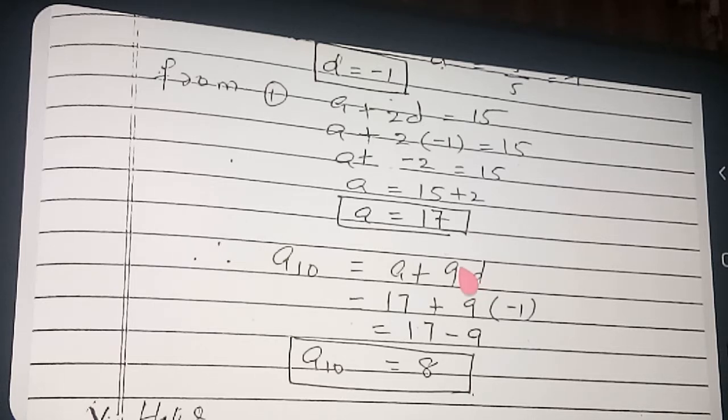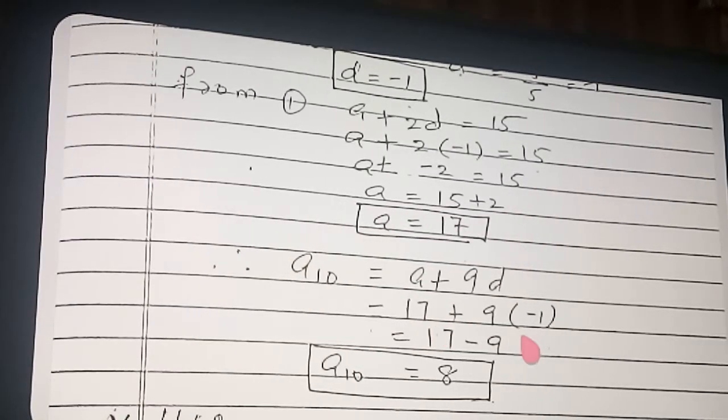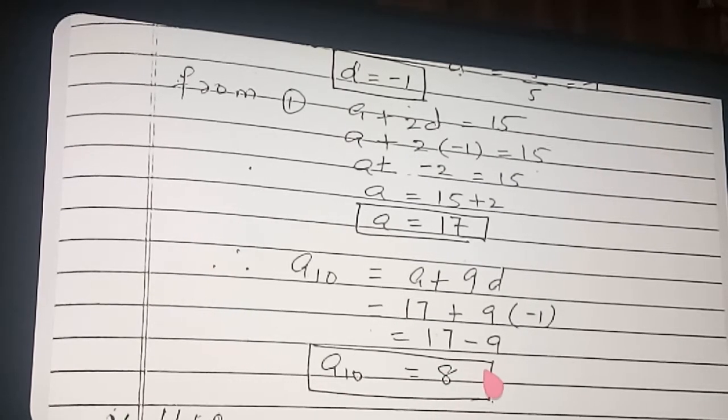You should write the main formula. What is the formula? An is equal to A plus n minus 1 into D, right? So A10 is A plus 9D. A is 17 plus 9 into the value of D, minus 1. So 17 minus 9 into 1, 9. So what is the answer? A10 is equal to 8. This full question is only calculations. Any typical main sums, only there do we need more explanation.